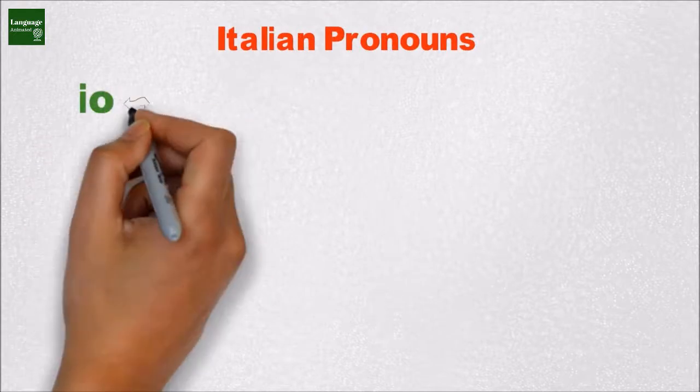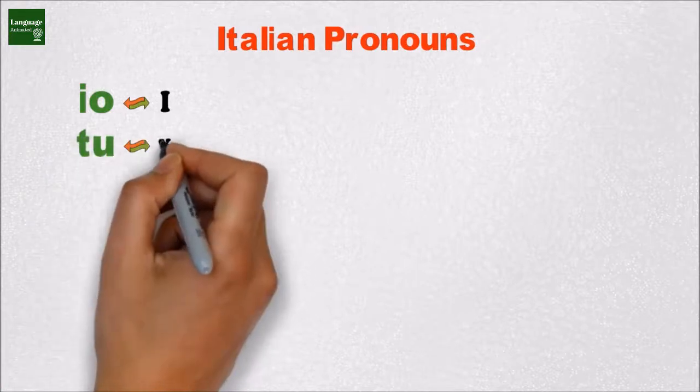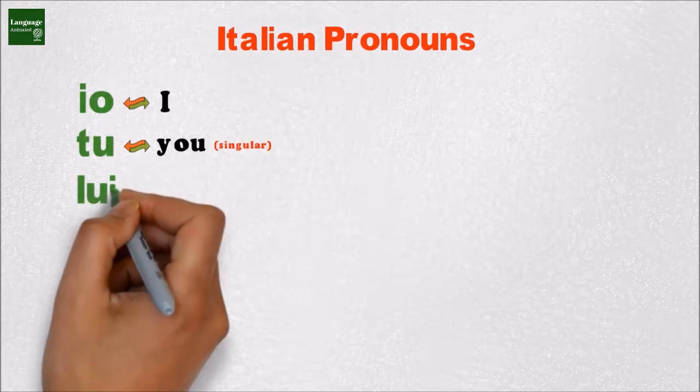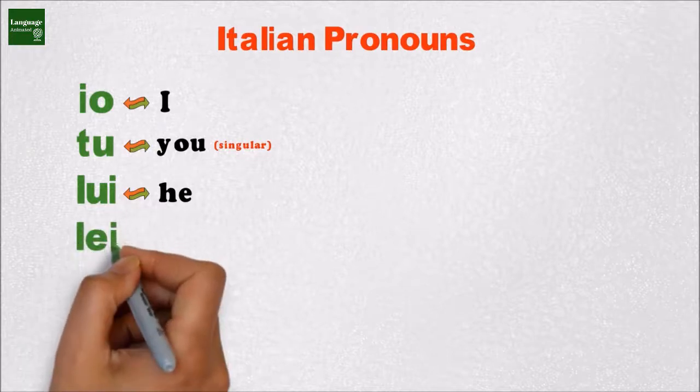Io means I. Tu means you, singular. Lui, he. Lei, she.